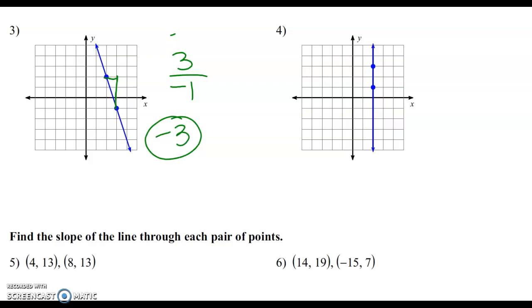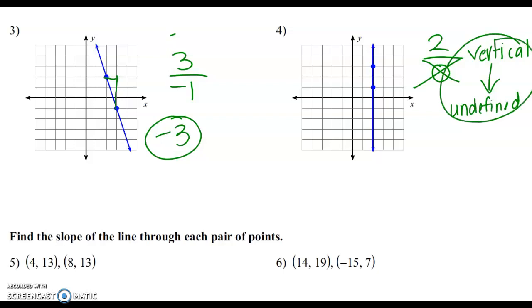This guy here, I rise 2, run 0. This is a vertical line. Remember from earlier math, you can never divide by 0. So 2 divided by 0 is impossible. So vertical lines always have an undefined slope because you cannot divide by 0.